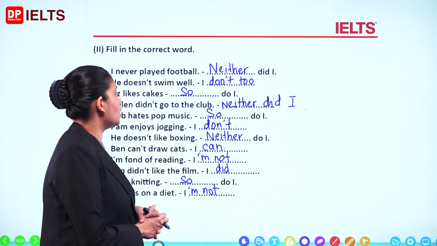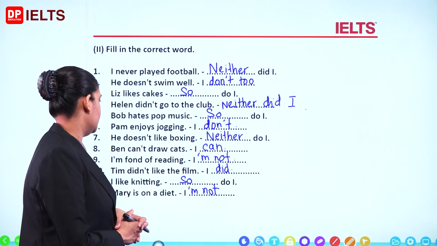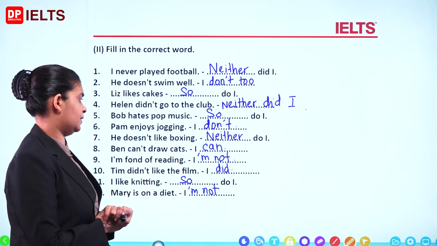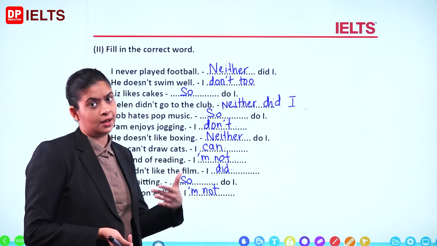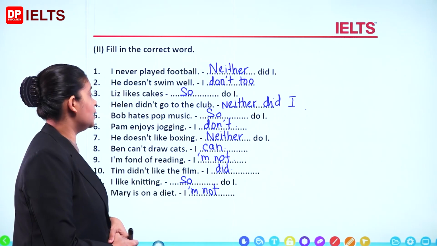Pam enjoys jogging, I don't. He doesn't like boxing, neither do I. Ben can't draw cats, I can. I'm fond of reading, I'm not. Tim didn't like the film, I did. I like knitting, so do I. Mary is on a diet, I'm not. Right?